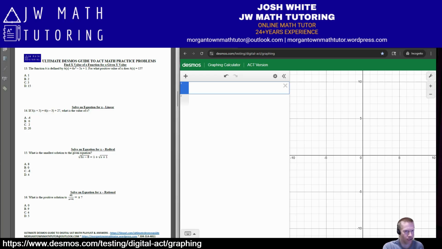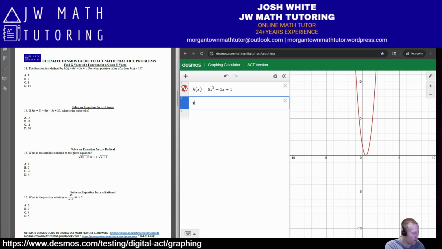So we're at the top of the third page. Okay, so we have this quadratic, and it wants to know, for what positive x value does it equal 15? So all you got to do is just y equals 15.